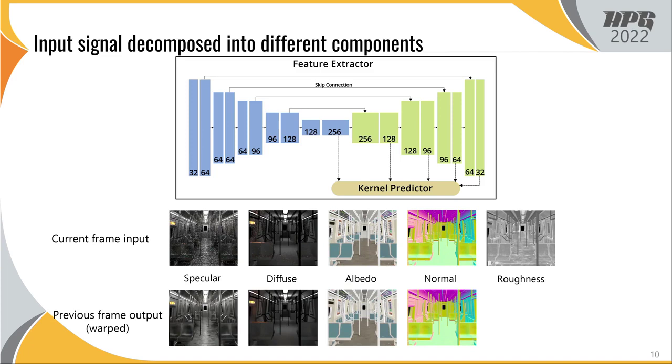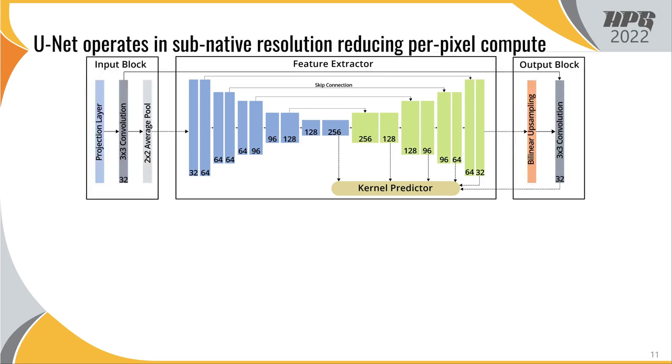Providing all these buffers as input to the feature extractor directly can be expensive, since the first two convolution layers in the encoder and the last two convolutions in the decoder stage must operate at the native resolution. Instead, we add a lightweight input and output block to extract features from native resolution and use the U-Net feature extractor at a sub-native resolution, reducing the number of per-pixel multiply-accumulate operations.